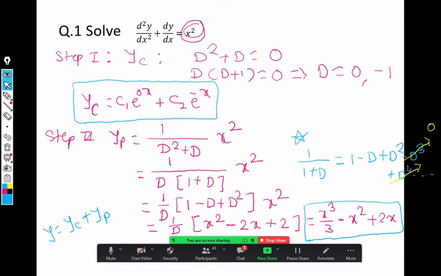We are not integrating an equation. When we integrate an equation, we write the plus C. Here that 1 by D is the integral operator. So we just have to operate it without a constant of integration. Okay. Any doubt?